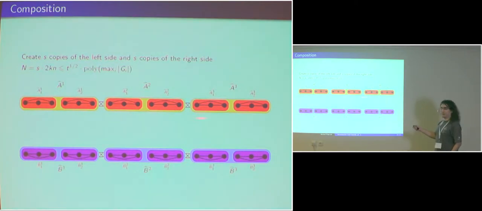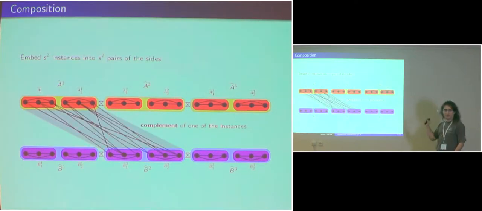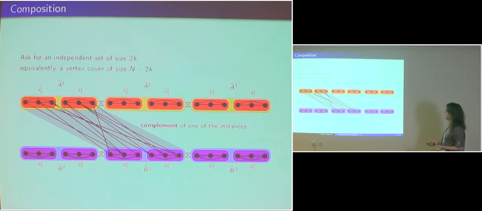I make each of those a clique, and I make all possible connections between different copies. Yes? And now I embed the instances. So I've got s squared instances and s squared pairs. So what I do for every pair of upside and downside, yes, I embed here exactly the edge set, but the complement of it. Yes? I just put an edge whenever there was no edge, and I put no edge whenever there was an edge. And this is my instance.